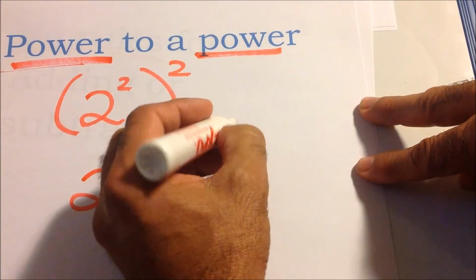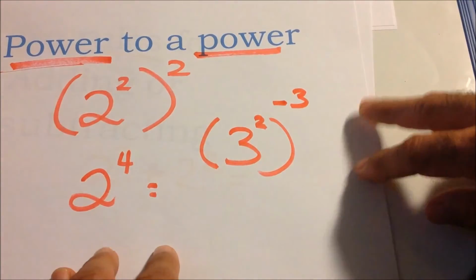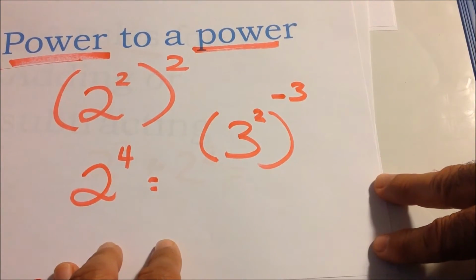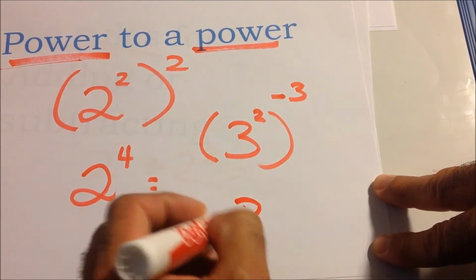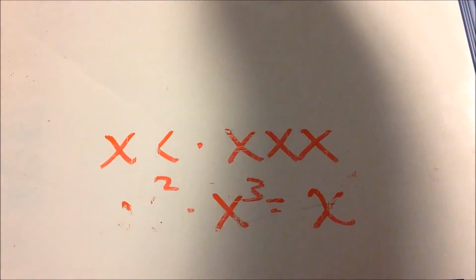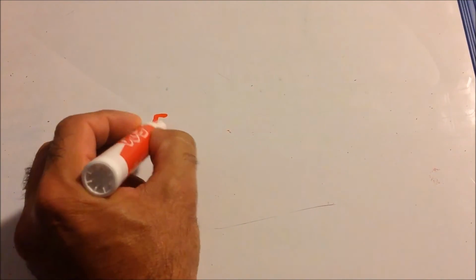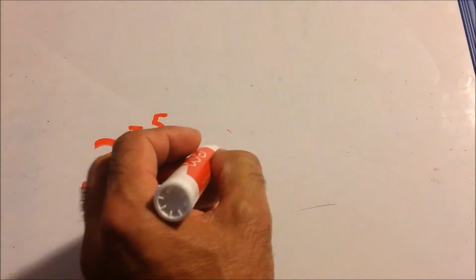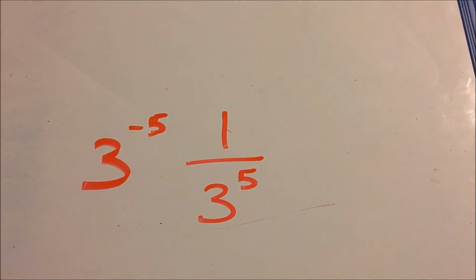So what would this answer be? What if you had 3 to the second power, raised to the negative third power? What would that answer be? What do you think? 3 to the negative 6th power. Okay, so anyway, let's erase this. Lost my eraser again. Just to make sure we know 3 to, let's say 3 to the negative 5 power, when we have a negative exponent, it becomes a fraction and the negative becomes positive. Just remember that.